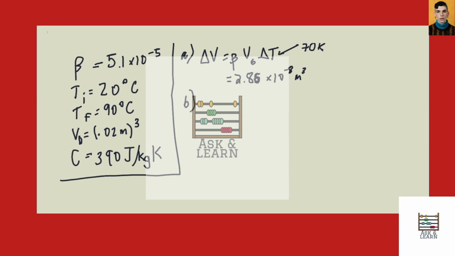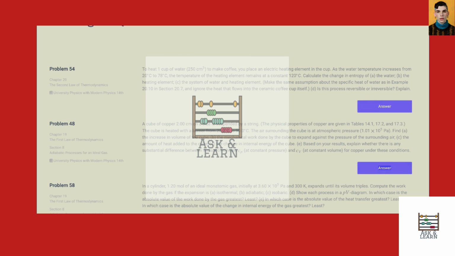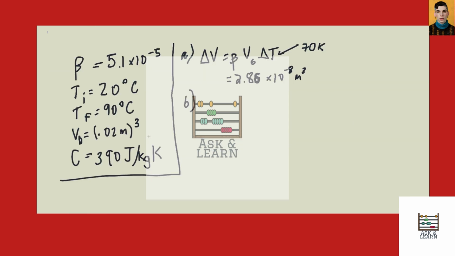Then part B asks for the mechanical work done by the cube to expand against the pressure of the air. So you just want to figure out the work done at this constant pressure by the cube. That's just P delta V, and P is atmospheric. I'll put that in our little chart of givens, or at least next to it: 101 times 10 to the 5 pascals. What a large number.